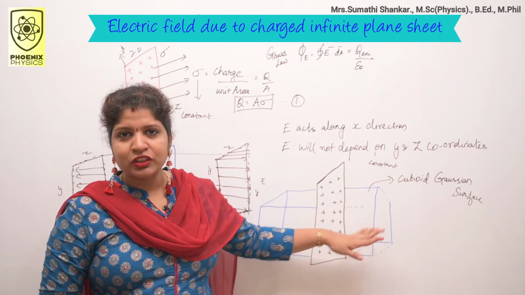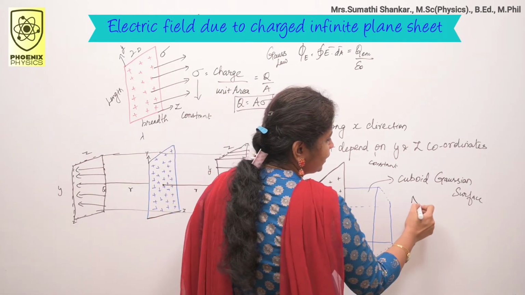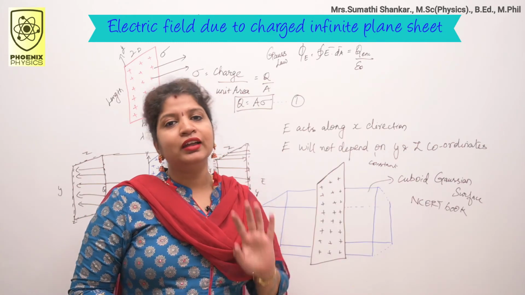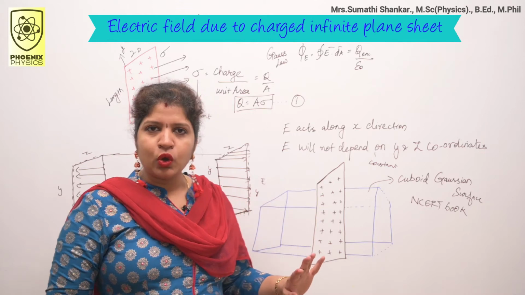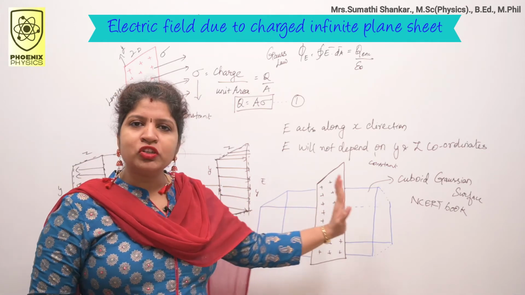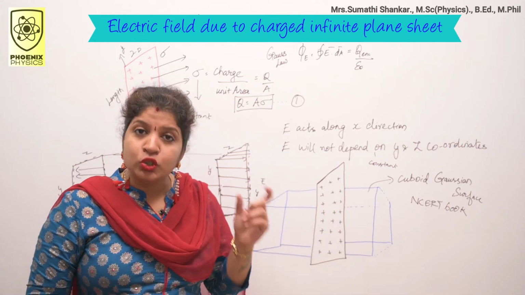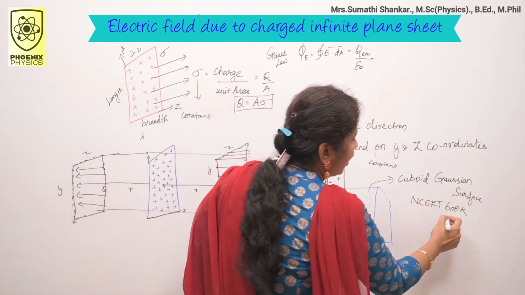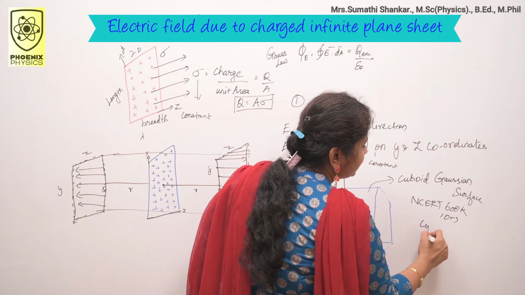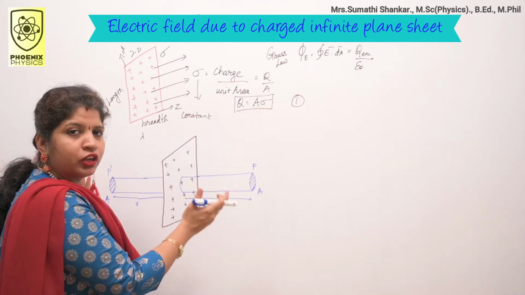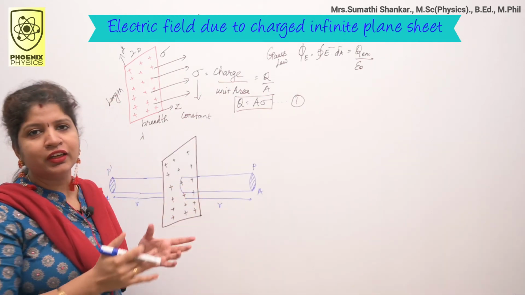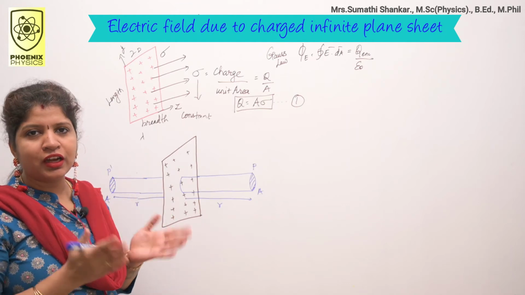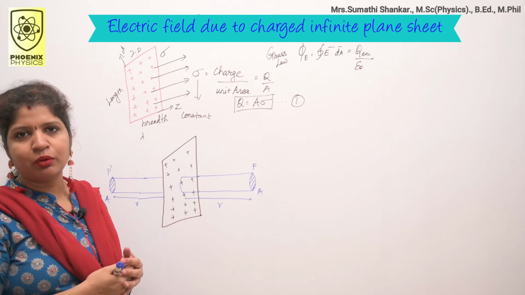This diagram is given in your NCERT book. In our state board syllabus, a cylindrical Gaussian surface is given. So for this two-dimensional plane sheet, we can choose either a cuboid Gaussian surface or a cylindrical Gaussian surface. You know how to draw a cylindrical Gaussian surface because we have already drawn it in our previous application.